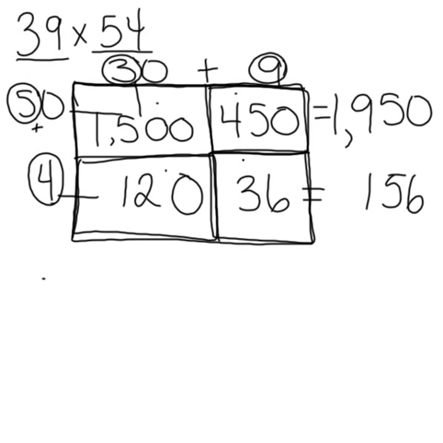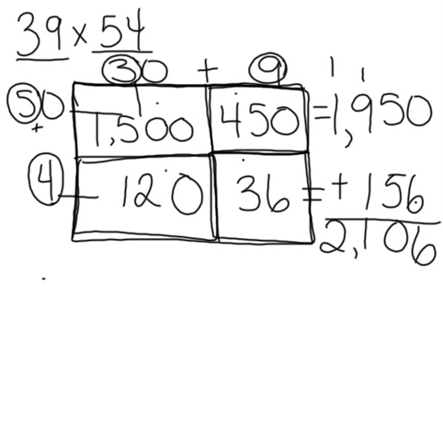Okay, my last step then is to add these two numbers together. 0 plus 6 is 6. 5 plus 5 is 10. Carry the 1. 9 plus 1 is 10. Plus 1 is 11. Carry the 1. And 1 plus 1 is 2. My answer is 2,106.